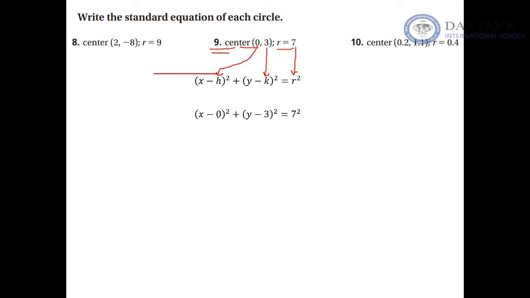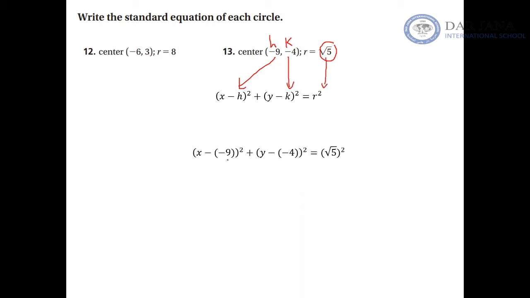Now all I have to do is simplify. x minus 0 is x, so it will be x squared here. y minus 3, there's nothing to simplify, I will keep it like this. And 7 squared is equal to 49, so I'm going to simplify this into 49. And I will get x squared plus (y minus 3) squared equals 49. Did you get the same answer? I hope you did, because it's very easy.